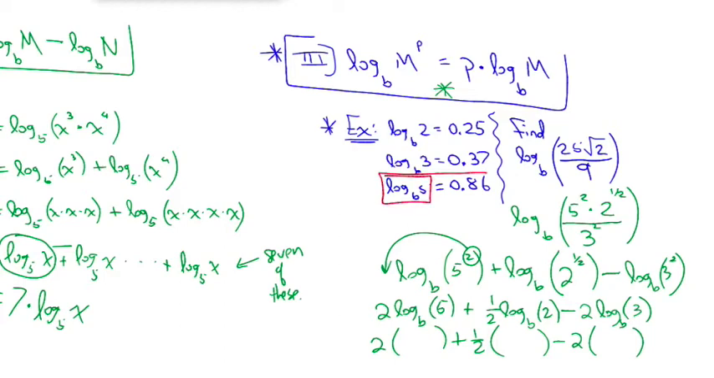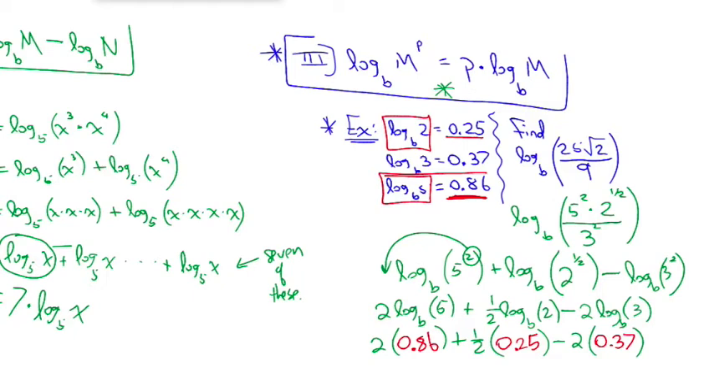So where we see log base b of 5, you replace it literally with 0.86. The next one is log base b of 2, so log base b of 2 gets replaced with 0.25. And log base b of 3 is 0.37. And now you can just type it in the calculator and get an answer. For a grand total of, I have no idea.